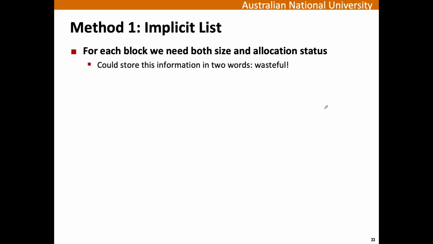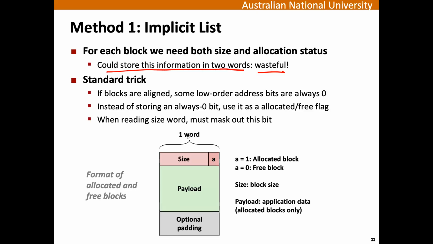Implicit free list, for each block, we have the size and the allocation status. We could store this information in 2 words, but that's wasteful. So the trick is the following. We have the payload here and any optional padding if necessary. If blocks are aligned, then some of the low order bits are always 0. This is a standard trick we use in system software in a variety of different places. I think in the lab, you're using a Boolean to store it, this is the waste. These are the kind of optimizations that your assignment is asking you to do.